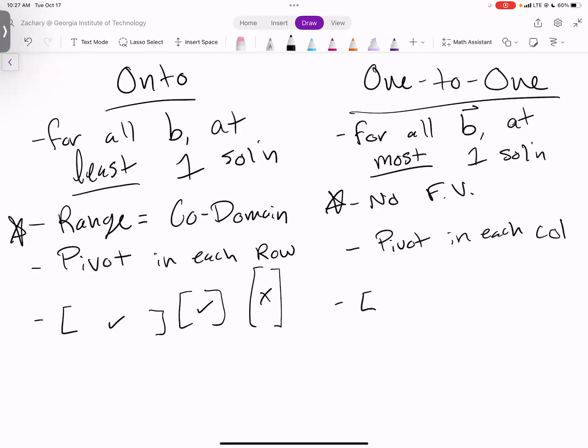So to look at the shapes of these, for something that's wide, this can never have a pivot in every column. For something that's square, it can. For something that's tall, it can.